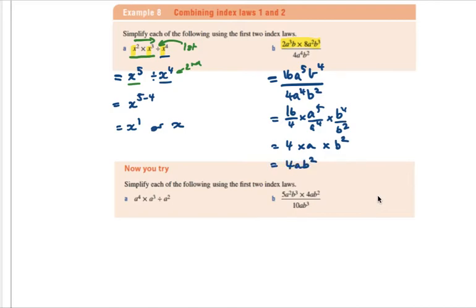So let's see if that made sense. The first step, assess the top by using index law 1. We've done that there. Then we break it up into fractions, or we can just simplify straight away. And then we use index law 2 here. And then we've simplified our answer at the end.